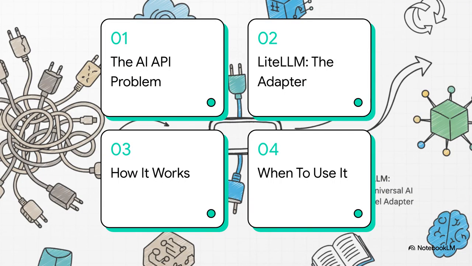So here's what we're going to do in this explainer. First, we'll dig into what we're calling the AI API problem. Then we'll see how LiteLLM steps in as that universal adapter. We'll peek under the hood to see how it works. And finally, we'll talk about exactly when you should and maybe when you shouldn't use it.